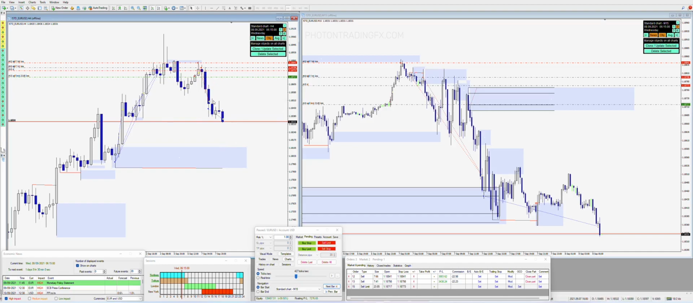4 hour demand's failed. So yeah, definitely expecting price to come down lower. We have some other POIs, right? We have this level up here. I'm just going to keep the charts nice and clear.